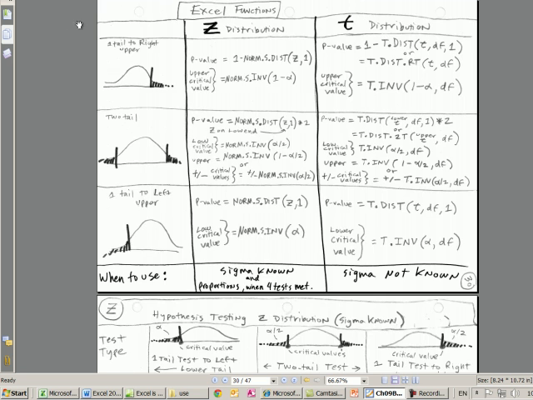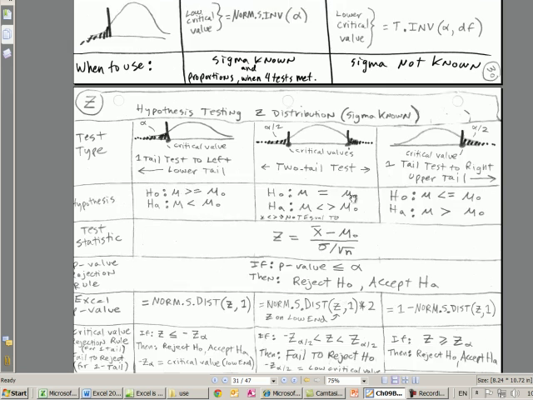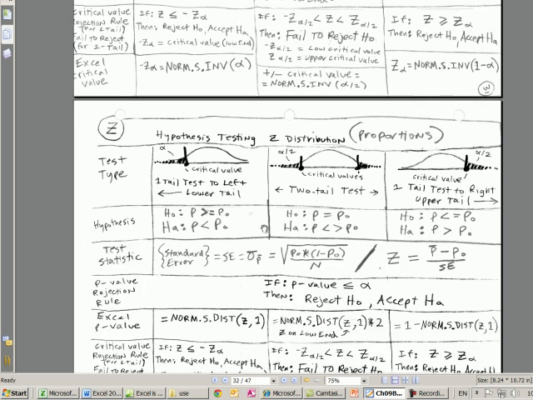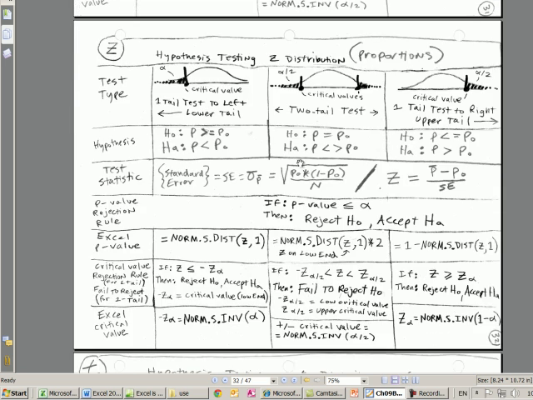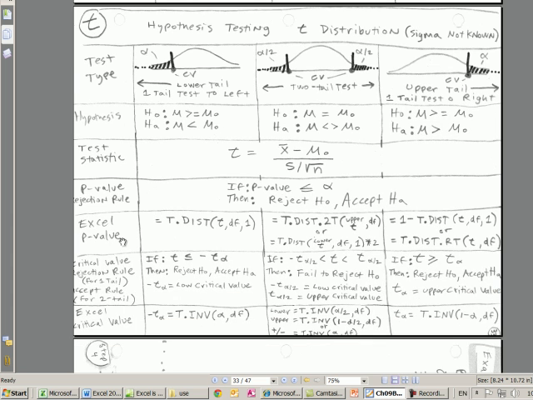And then this page right here, this is page 30. So this picture right here tells you for upper two-tail and lower tail tests what Excel functions to use for z and which ones to use for t. On page 31, this lists the actual picture, how you'd set up the hypothesis, the test statistics, the rejection rules, and the Excel functions. And then page 32 shows you for proportions, and page 33 shows you everything for the t distribution. Let's go back to Excel.